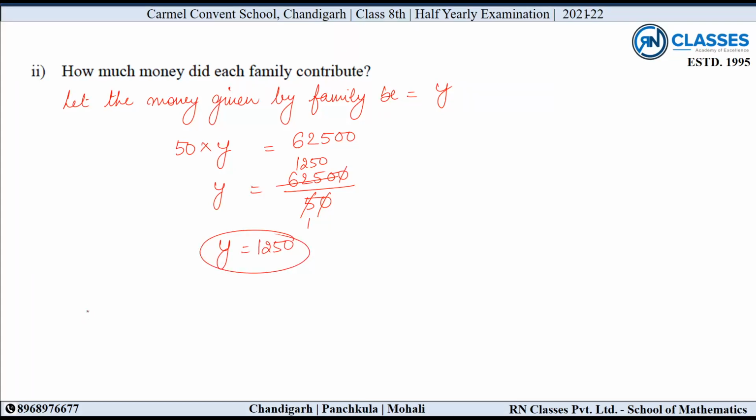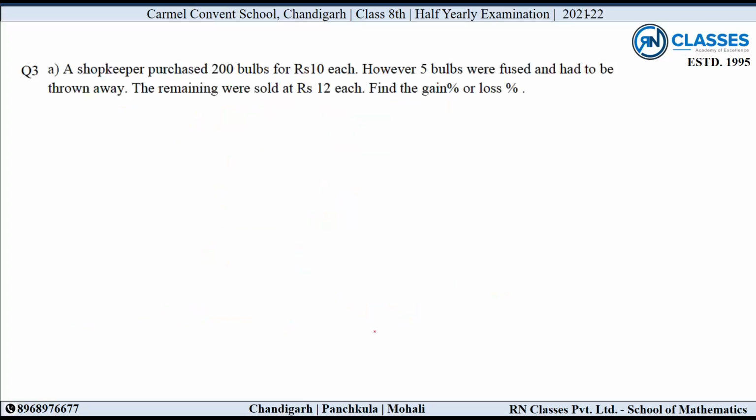Right. So total contribution by each family is equal to rupees 1250. राइट, क्वेश्चन नंबर 3 पे चलते हैं. द लास्ट क्वेश्चन, खत्म करके छोड़ना है.